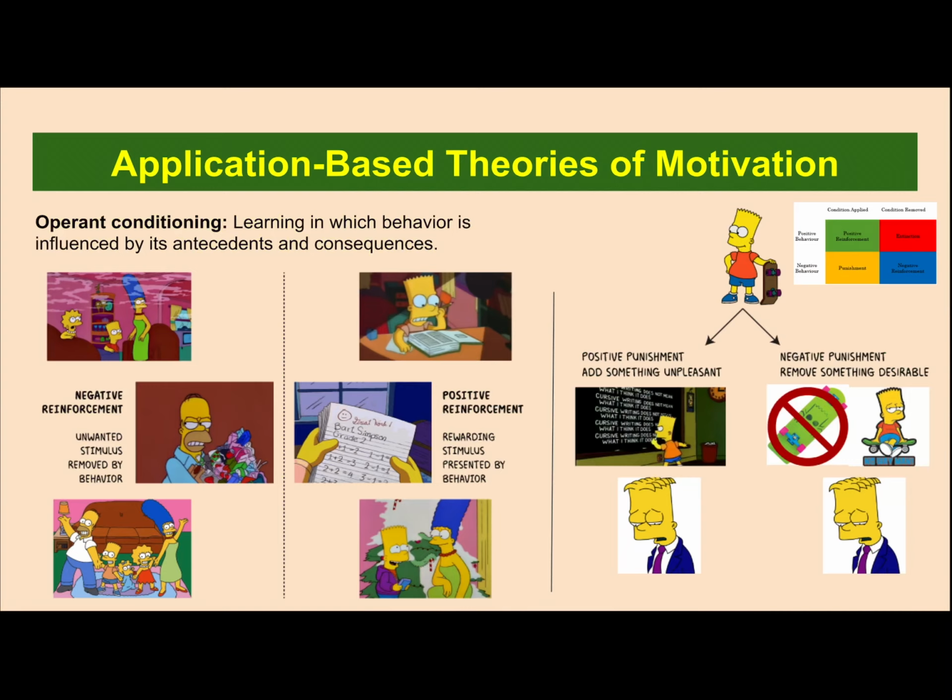Up in the very right-hand corner next to Bart, you can see a little graph, or a little table, which is larger in your textbook. And we're going to discuss the difference between positive and negative reinforcement, punishment, and extinction. Another word for extinction is negative punishment. I found these awesome graphics online, and they were perfect for our lesson, so I threw them in here. Let's look at our first Simpsons picture.